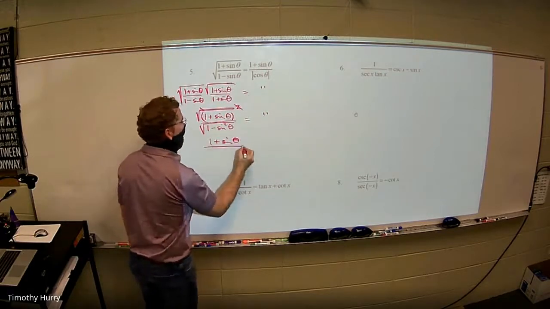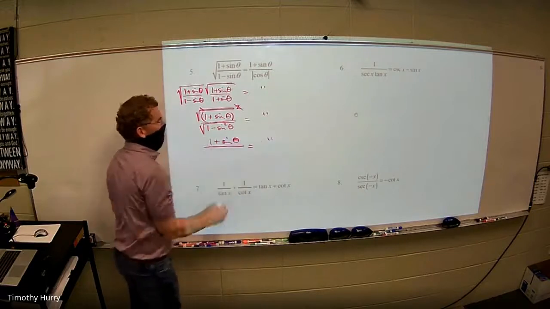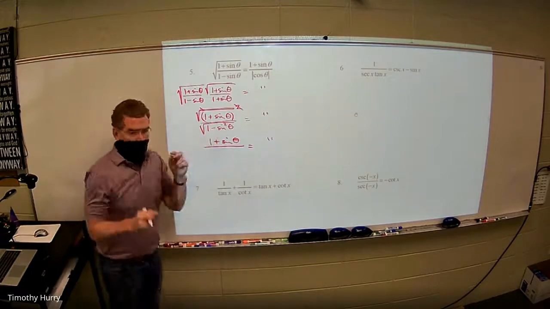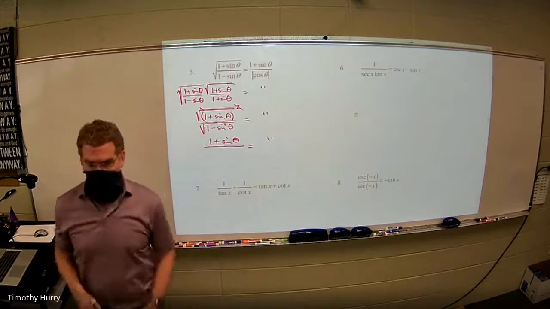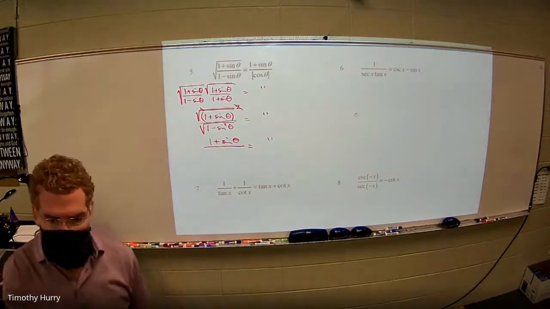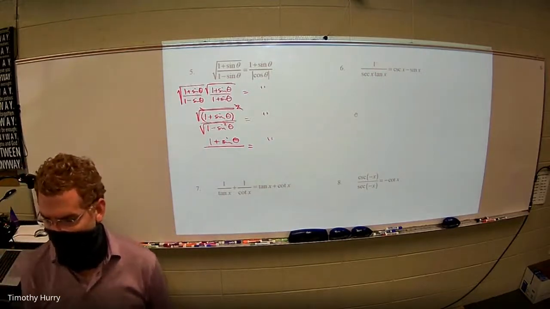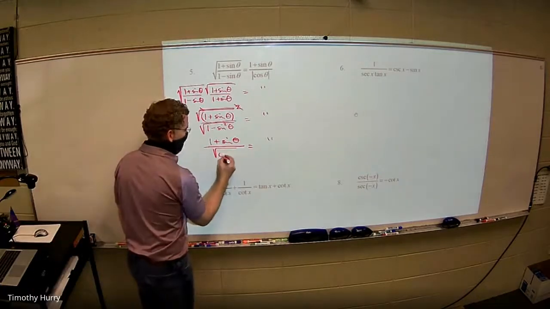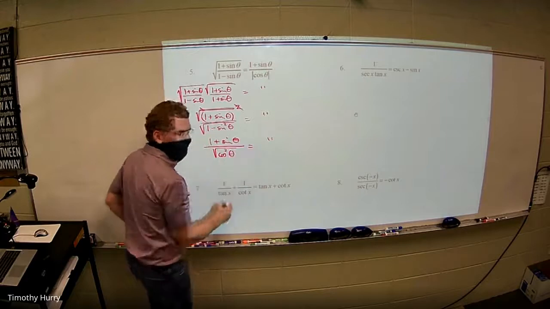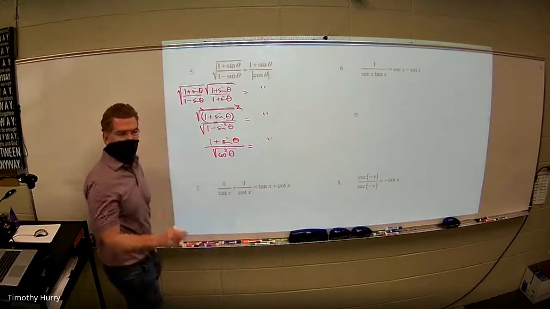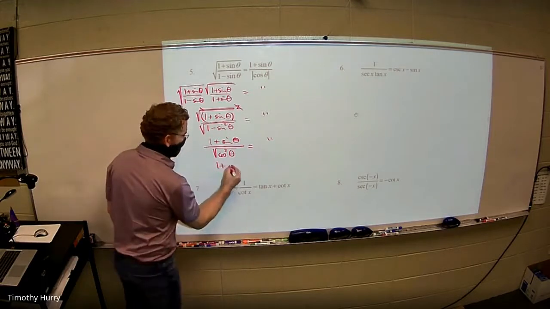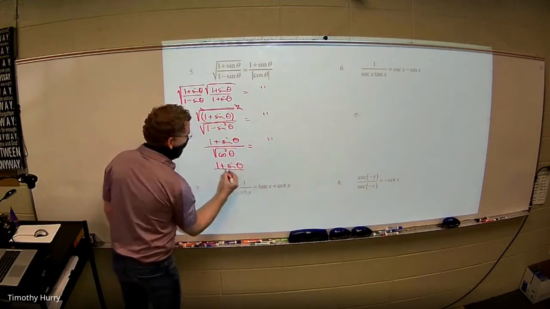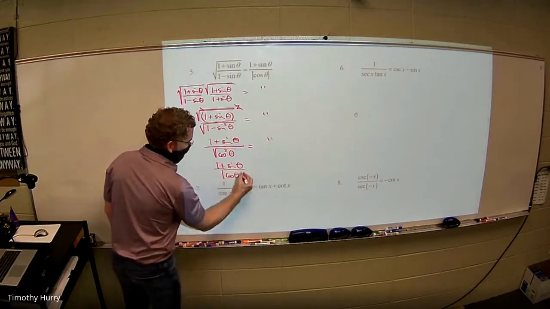Now, I still have the square root on the bottom. I'm not doing anything to the right. Can I square root that? Sadly, no. Oh, but wait. What's 1 minus sine squared equal to? Cosine squared. And what is the square root of a cosine squared? Absolute value of cosine.